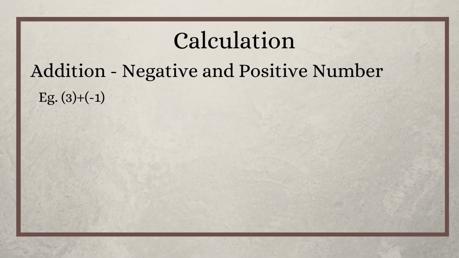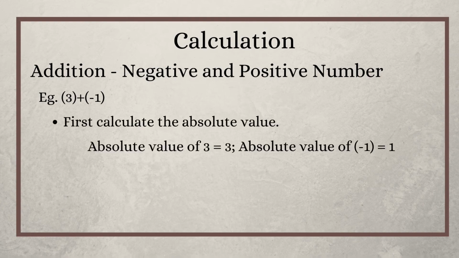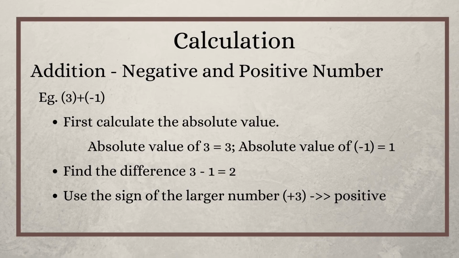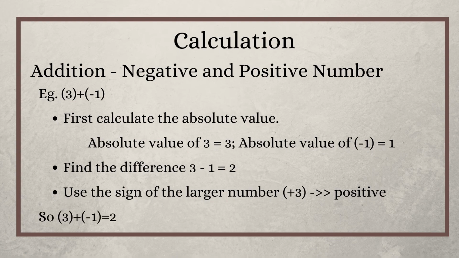We shall check how to do the calculation. First, find out the absolute values. So, the absolute value of 3 is 3 and that of -1 is 1. Next, find the difference. Here, 3 minus 1 is 2. Now, find the larger number. In this case, 3 is larger. So, we make the answer positive. Thus, 3 plus -1 is equal to 2.